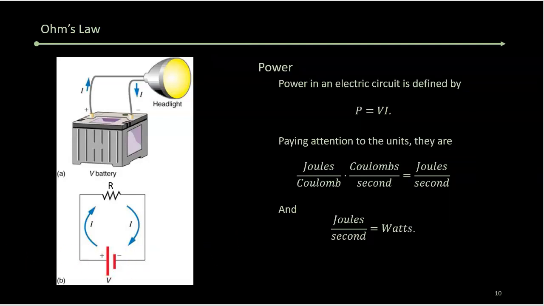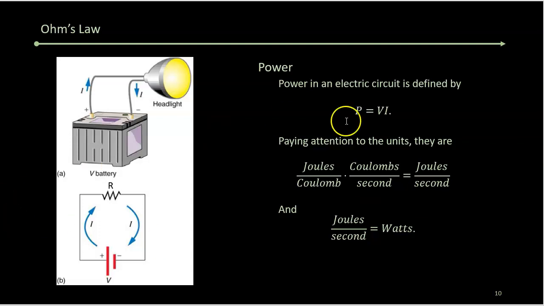Power is just voltage times current. So voltage is joules per coulomb. Current is coulombs per second. And so you multiply those together, you get joules per second, and joules per second is a watt, right? So power is voltage times current.